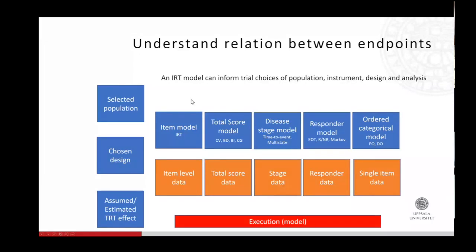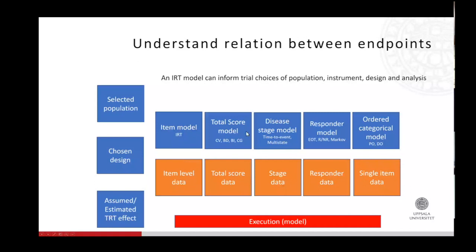Then, if we have an item response model, we can generate data at any level, item level. We can generate total score data. We can stage our disease in different stages based on one or multiple of the items, like loss of ambulation, for example. We can have responder criteria, or we can look at single items. And for each one of these different types, we might have different models.